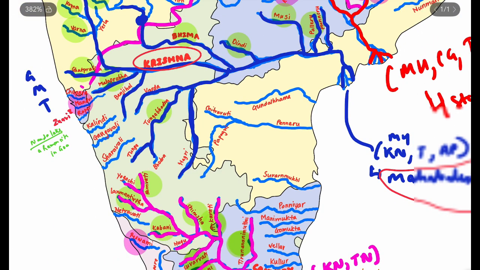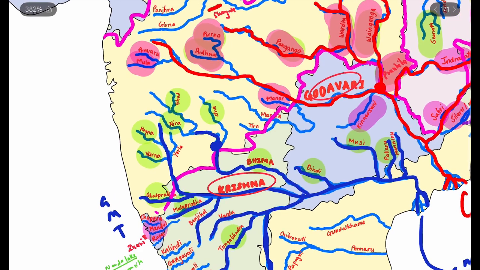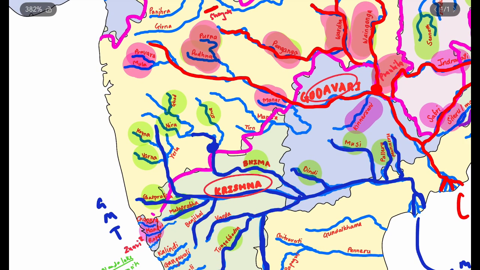Now let's move to which river? A very important river, Dakshin Ganga. What is the other name of Dakshin Ganga? Godavari. Okay. Godavari is also known as Dakshin Ganga.